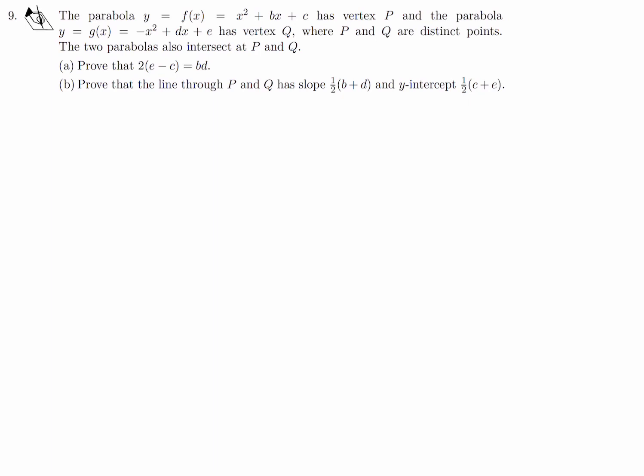The parabola y equals f(x) equals x squared plus bx plus c has vertex P, and the parabola y equals g(x), which equals negative x squared plus dx plus e, has a vertex Q, where P and Q are distinct points. The two parabolas also intersect at P and Q. A, prove that 2 times (e minus c) is equal to bd.